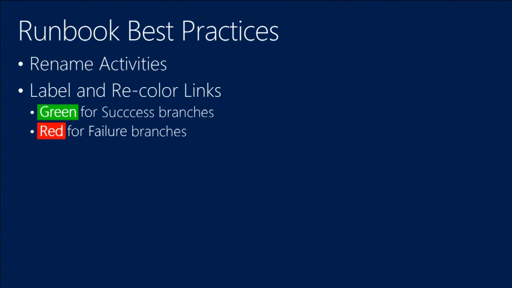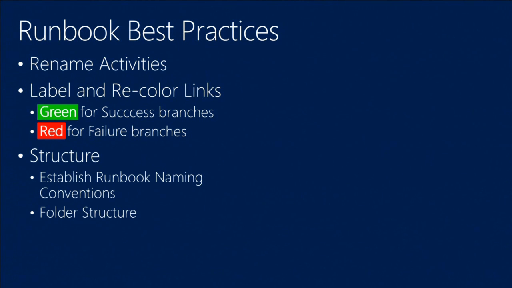So around runbook best practice, there are a couple of things you should try to always include. Rename your activities. When you see a runbook, you should understand what it's doing by just looking at it. So try to always rename your activities. Try to recolor your links so you can easily see what path your runbook will choose if it's a success, and what path it will choose if there is some failure during runtime. So always recolor your links.